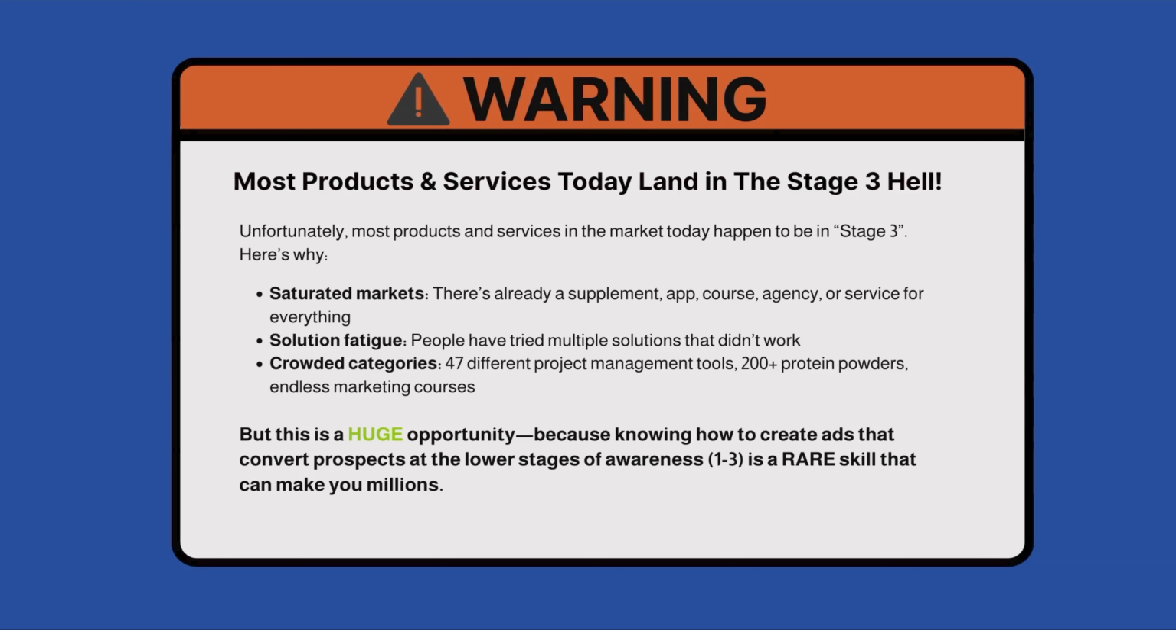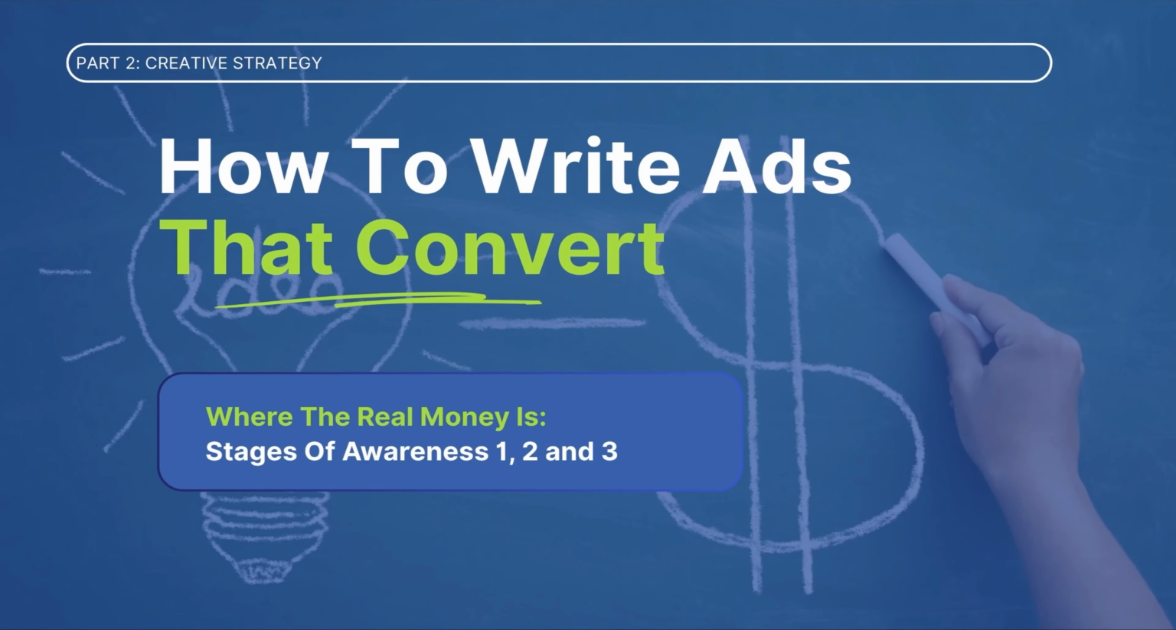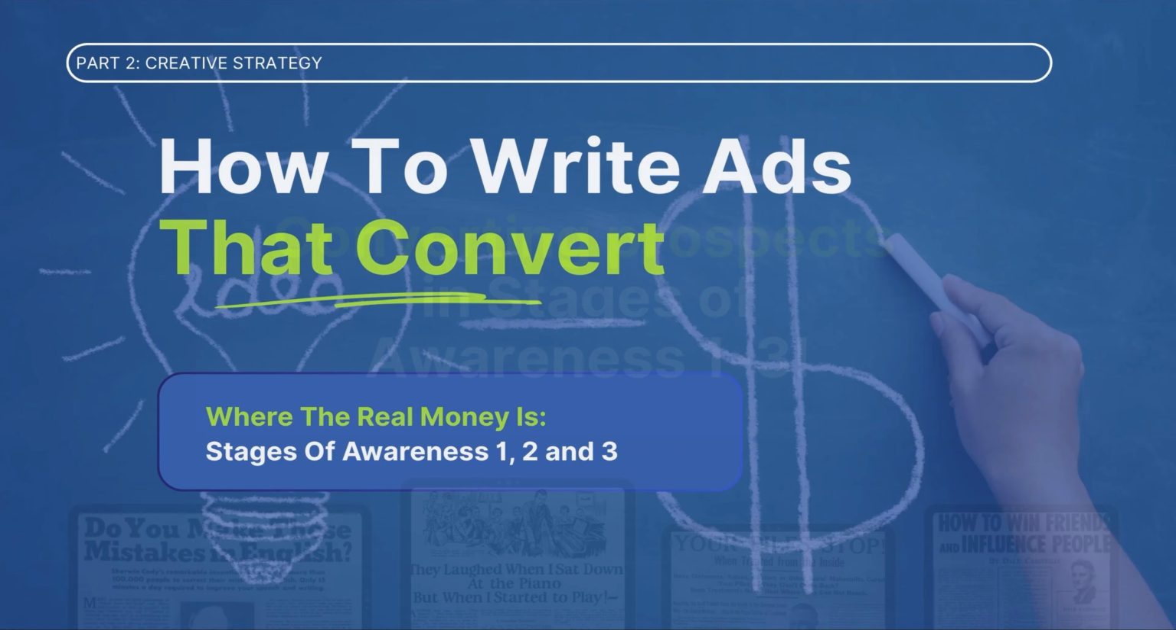But don't be afraid, because this is a huge opportunity. Knowing how to create ads that convert prospects at the lower stages of awareness, that is, from 1 to 3, is a rare skill that can make you millions. Now, let's dive into the next section, writing ads that convert, and let's focus on where the real money is, stages of awareness 1 through 3.